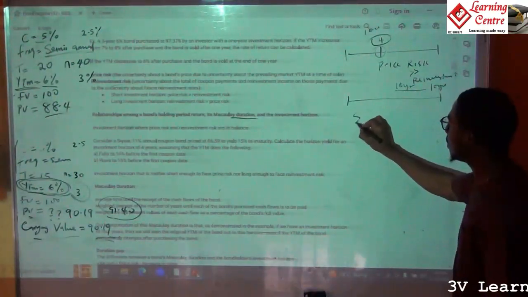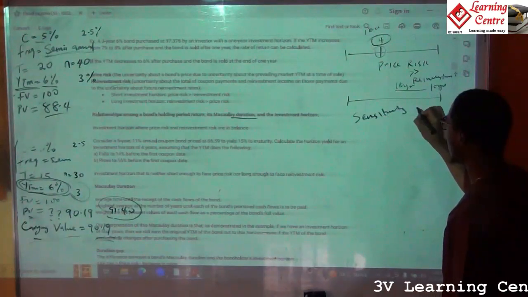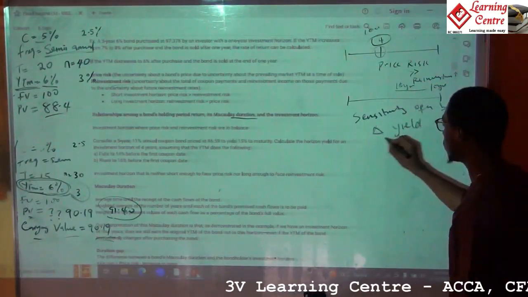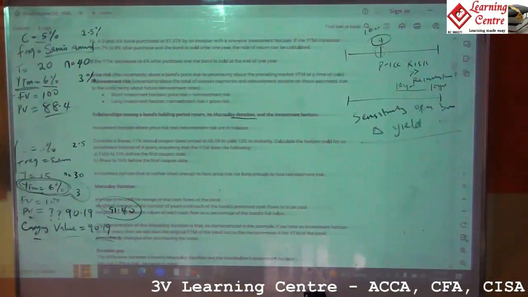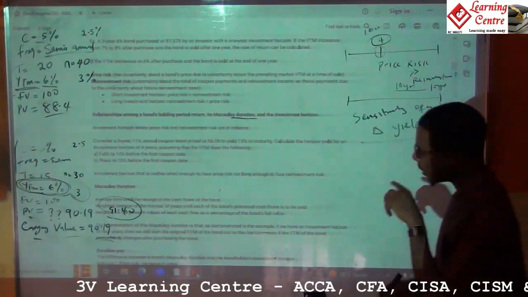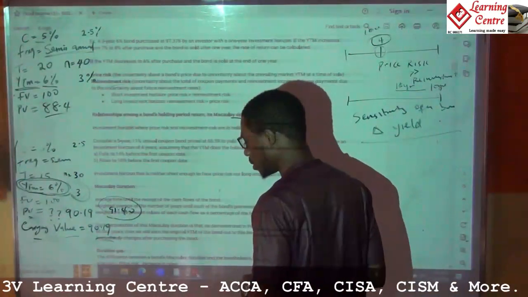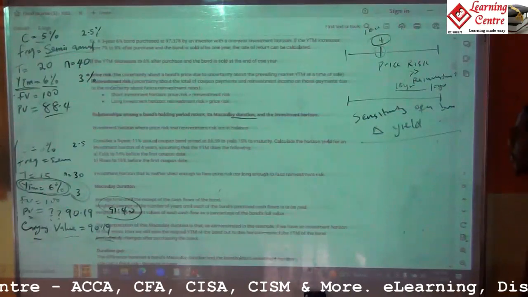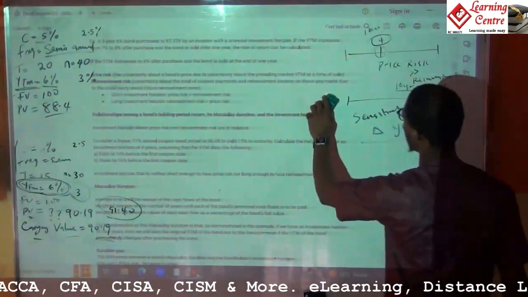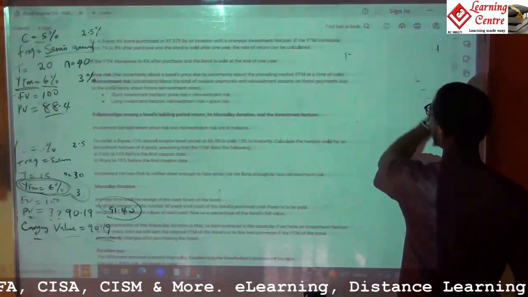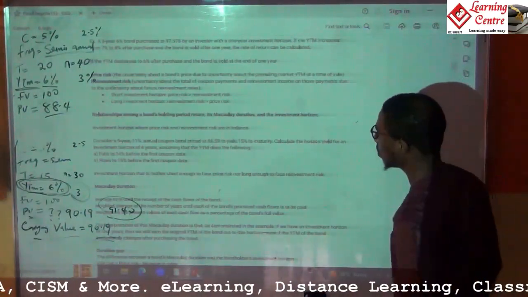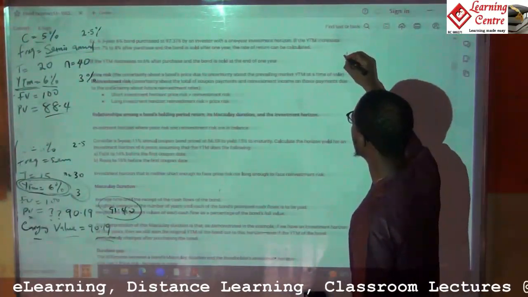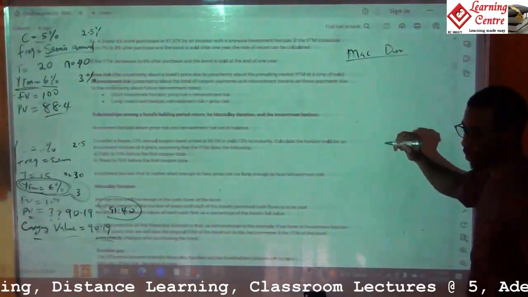Duration is talking about the sensitivity of a bond to changes in yield. How sensitive is this bond I'm carrying to changes in yield? So the first one we'll talk about is Macaulay duration. Macaulay duration is the point.